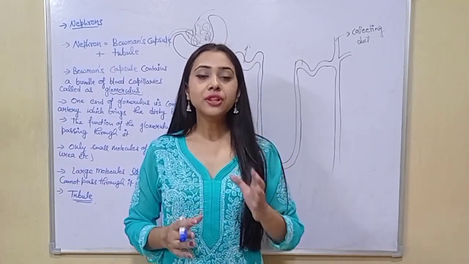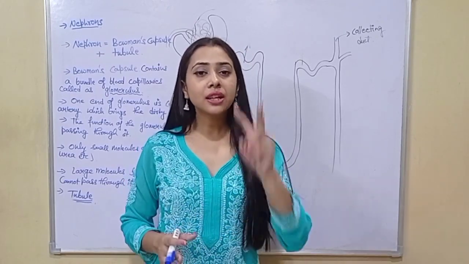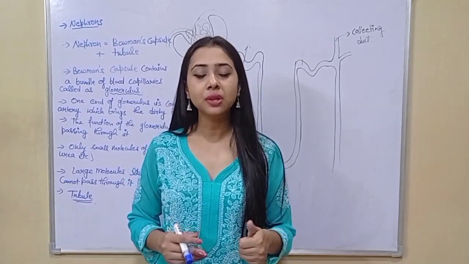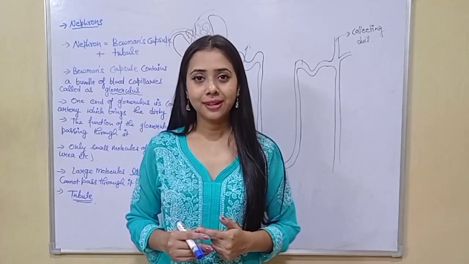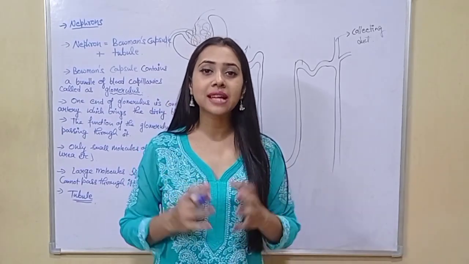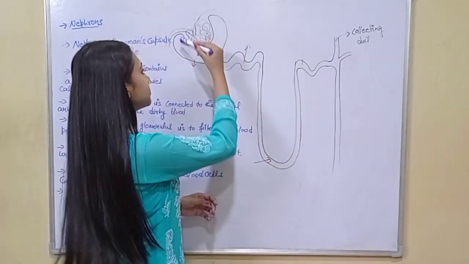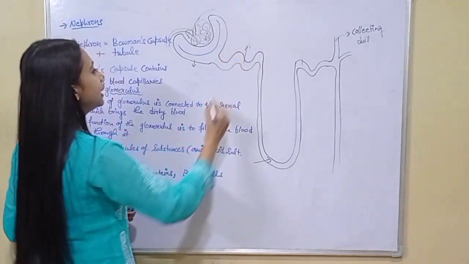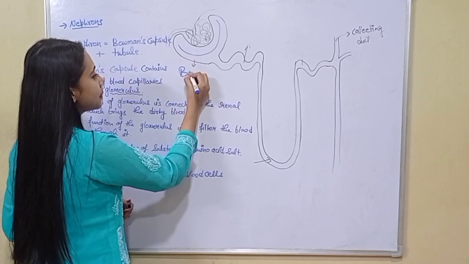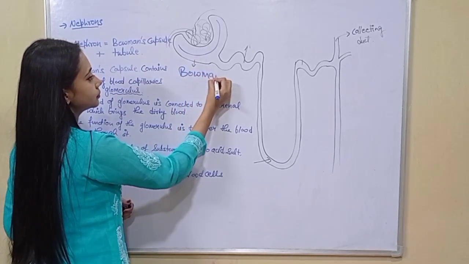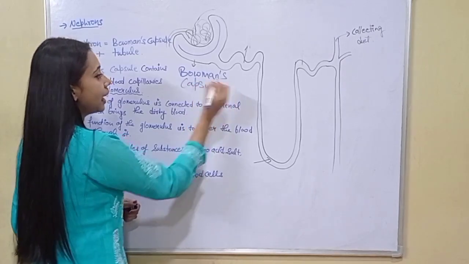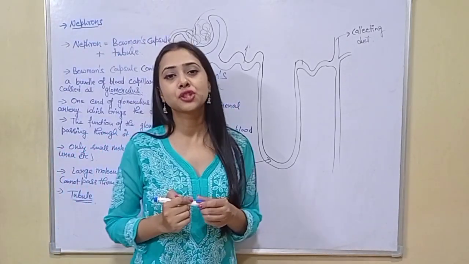Now, when we talk about the nephron, there are two important parts of the nephron. First is the Bowman's capsule and second one is the tubule. When we talk about the Bowman's capsule, it is a cup-shaped structure. As you can see, this cup-shaped structure is known as Bowman's capsule. And the second part is the tubule.